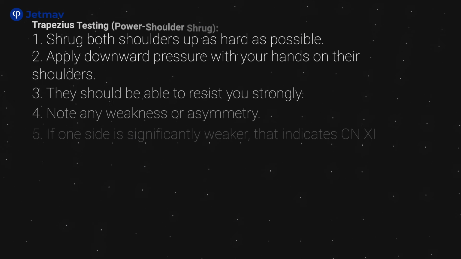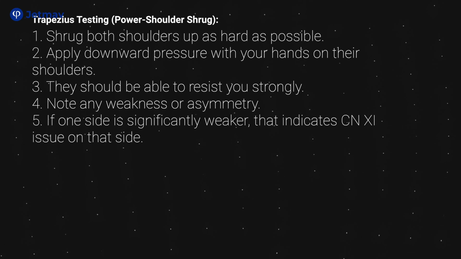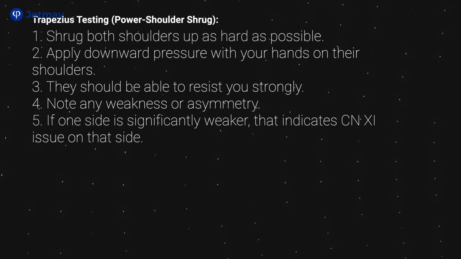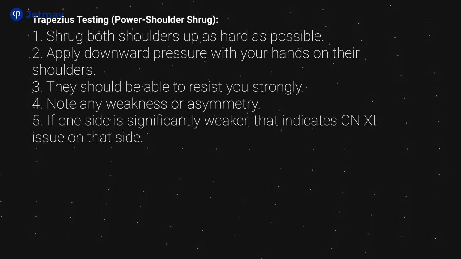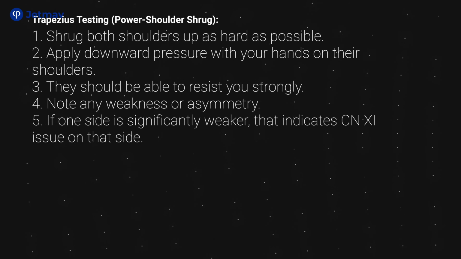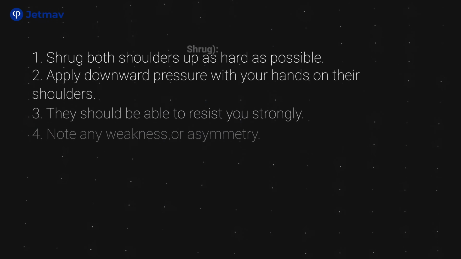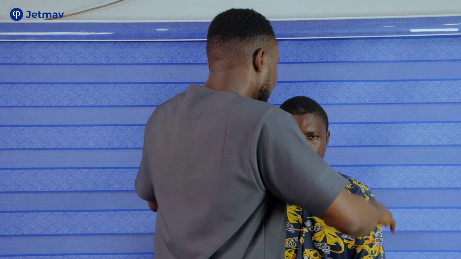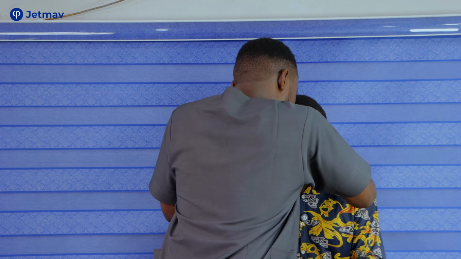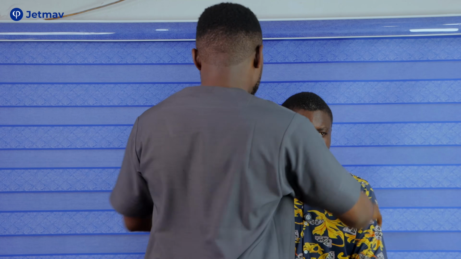Then when we are done with that, we test the trapezius by asking the patient to shrug the shoulder against resistance while we apply downward pressure with our hands. They should be able to resist you strongly. Note any weakness or asymmetry. If one side is significantly weaker, that indicates that there is a cranial nerve 11 issue on that side. Okay, try to shrug your shoulder up against resistance. They were able to resist me strongly on both sides.